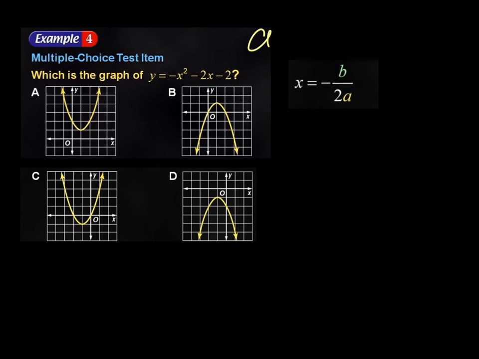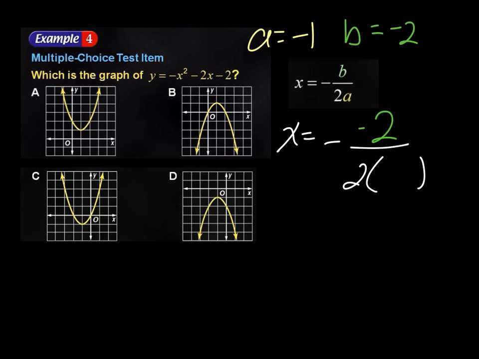Which is the graph of y equals -x squared minus 2x minus 2? Well, a equals -1. B is -2, so if we plug it into the equation, we have x equals negative b, which was -2, over 2 times a, which is -1. So we've got 3 negatives yet again. So x equals negative. The 2's cancel out, so I just get -1. Okay, so my axis of symmetry is at x equals -1. So that's lovely. That took care of 2 of our choices.